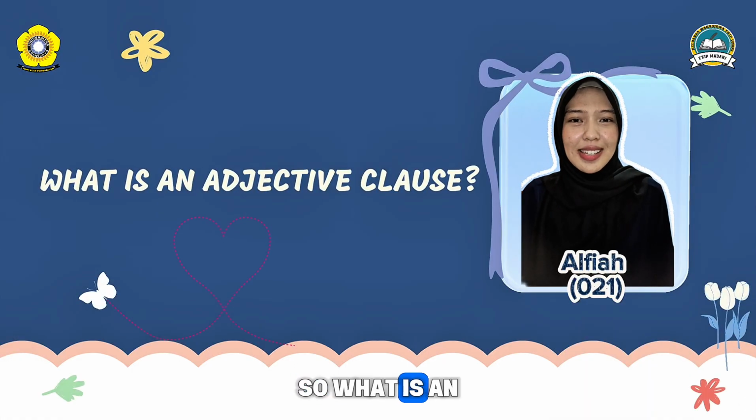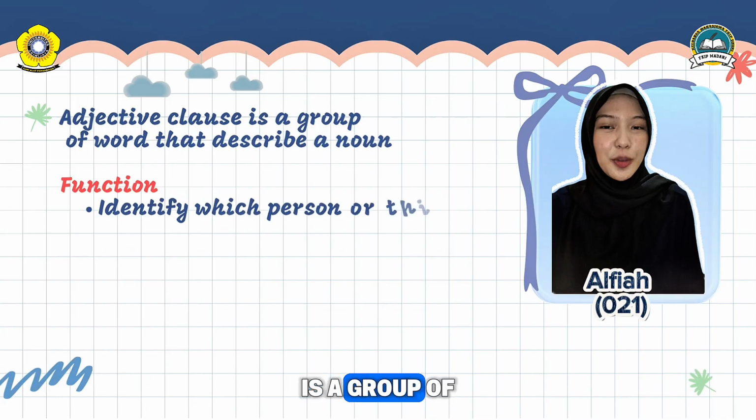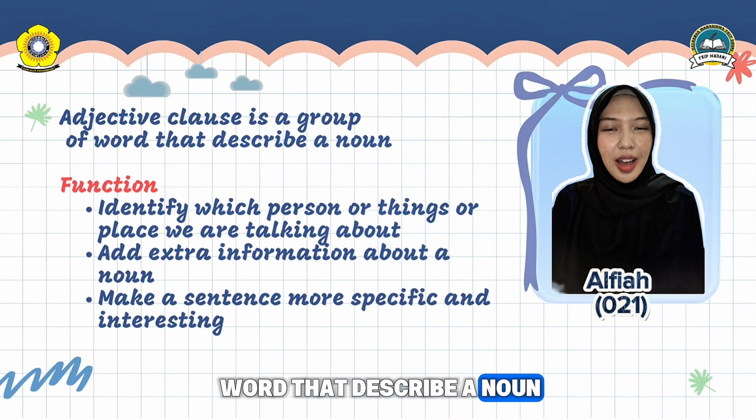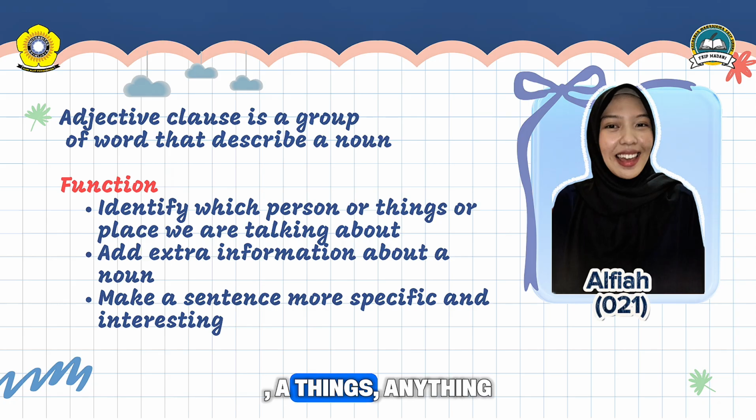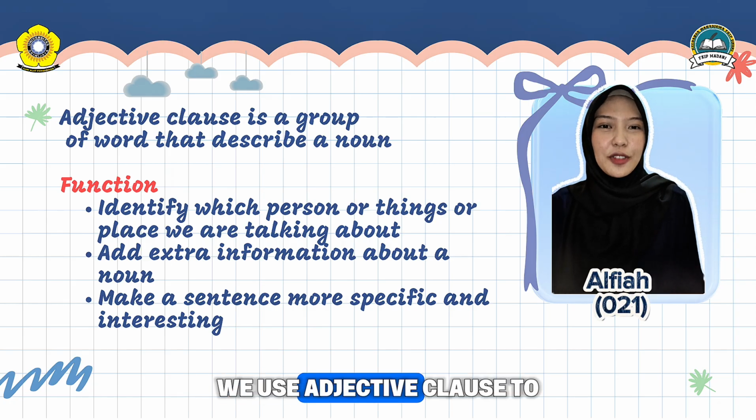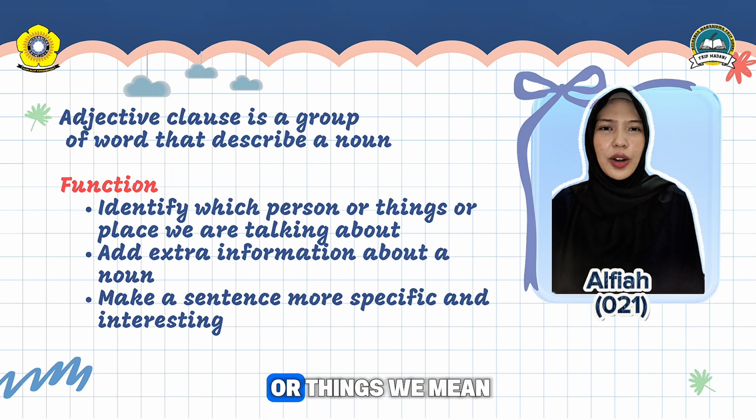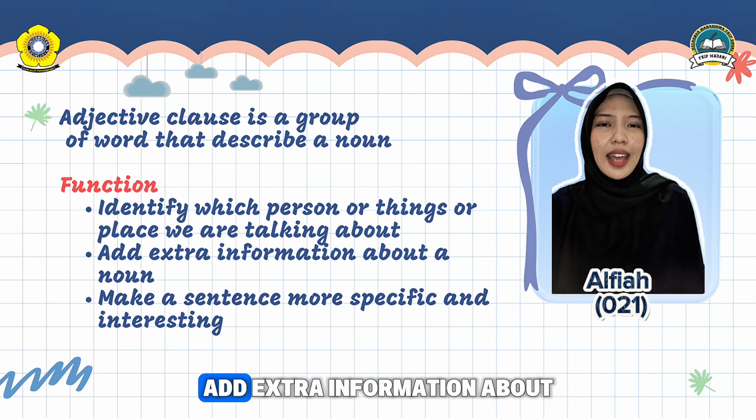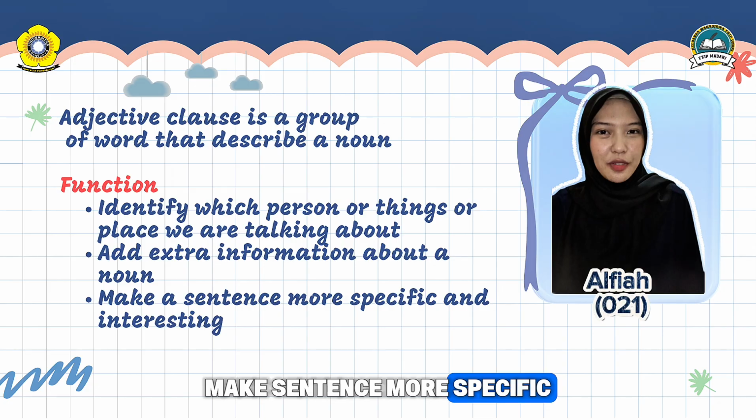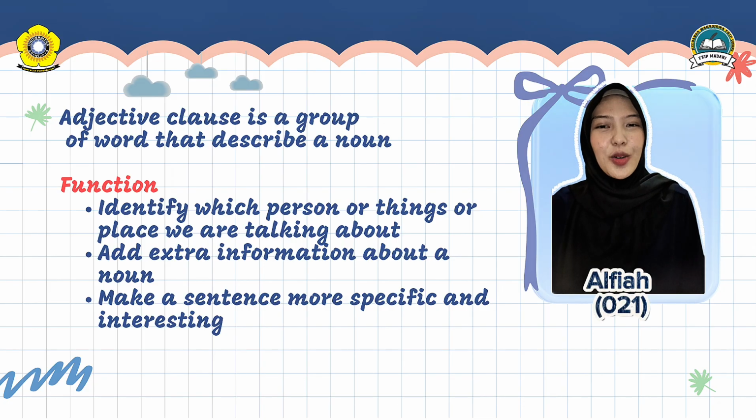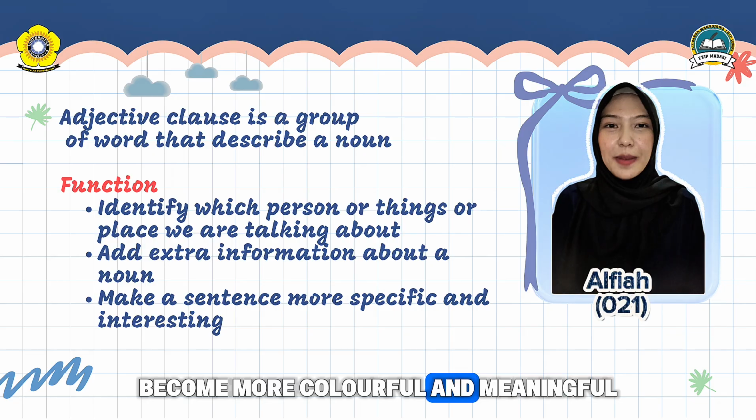So, what is an adjective clause? An adjective clause is a group of words that describes a noun, a person, a place, a thing, anything. We use adjective clauses to show exactly which person or thing we mean, add extra information about a noun, and make sentences more specific and interesting. With adjective clauses, our sentences become more colorful and meaningful.